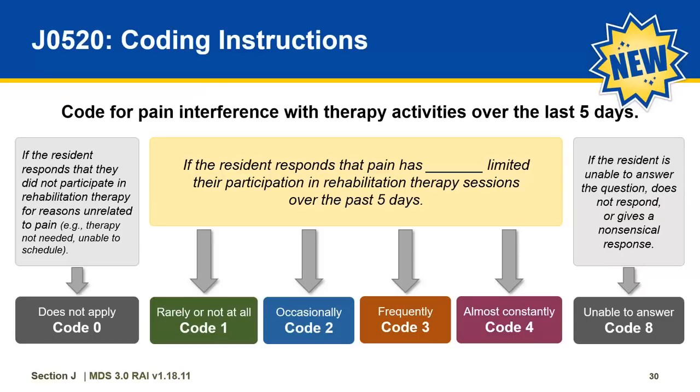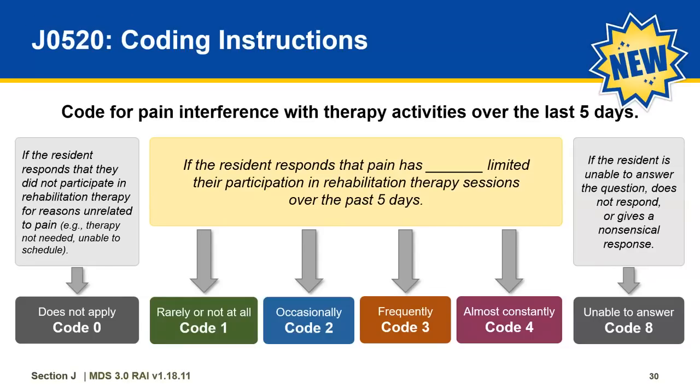This visual demonstrates how to code this item based on the resident's response. Code 0 does not apply if the resident responds that they did not participate in rehabilitation therapy for reasons unrelated to pain, e.g., therapy not needed, unable to schedule, over the past 5 days. If the resident responds that pain has rarely or not at all limited their participation in rehabilitation therapy sessions over the past 5 days, code 1, rarely or not at all.